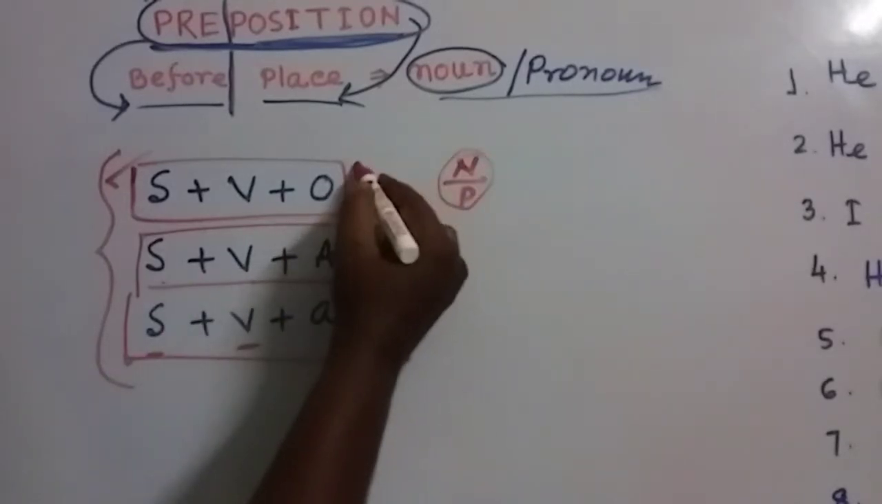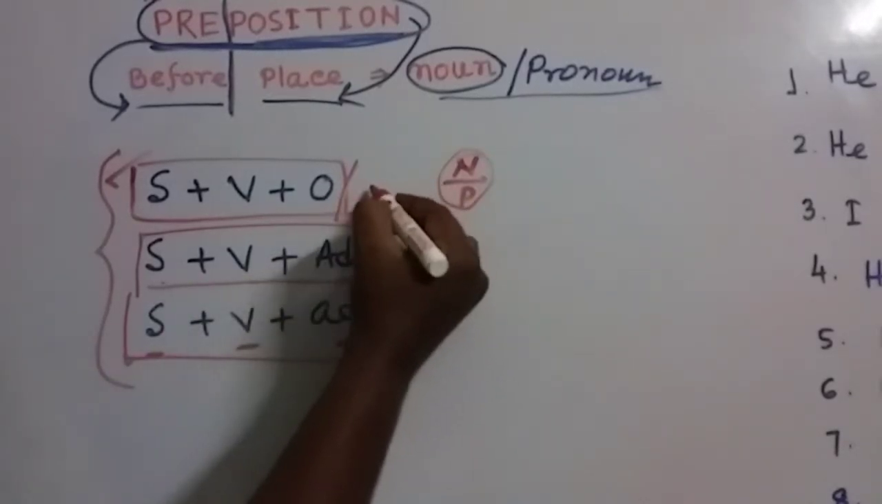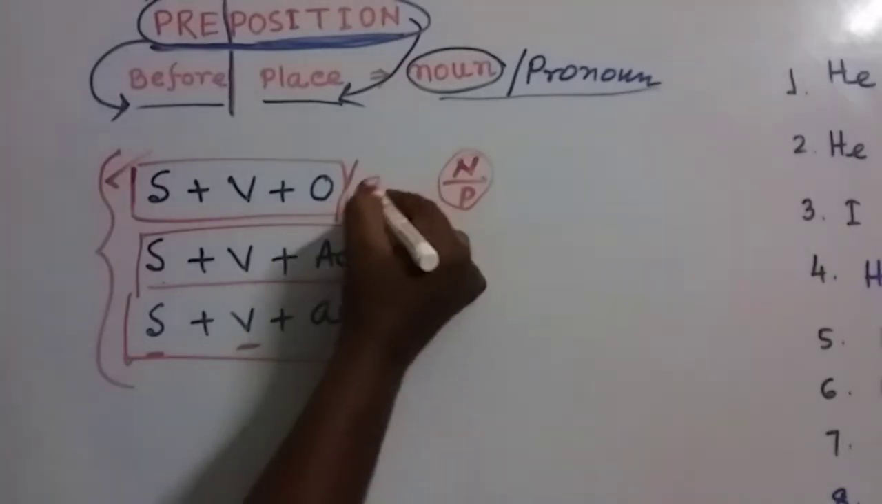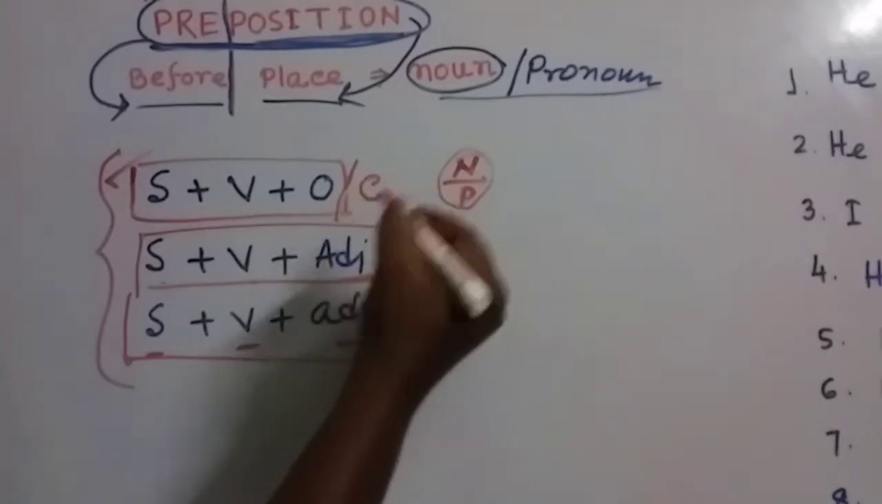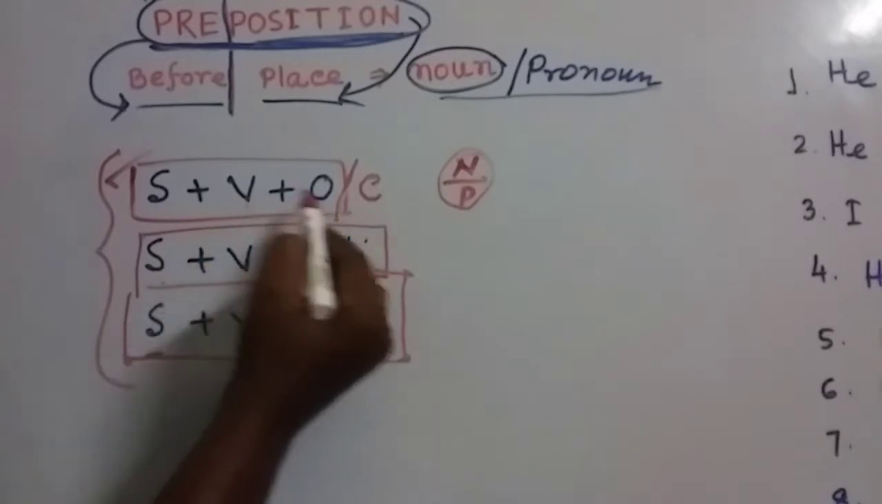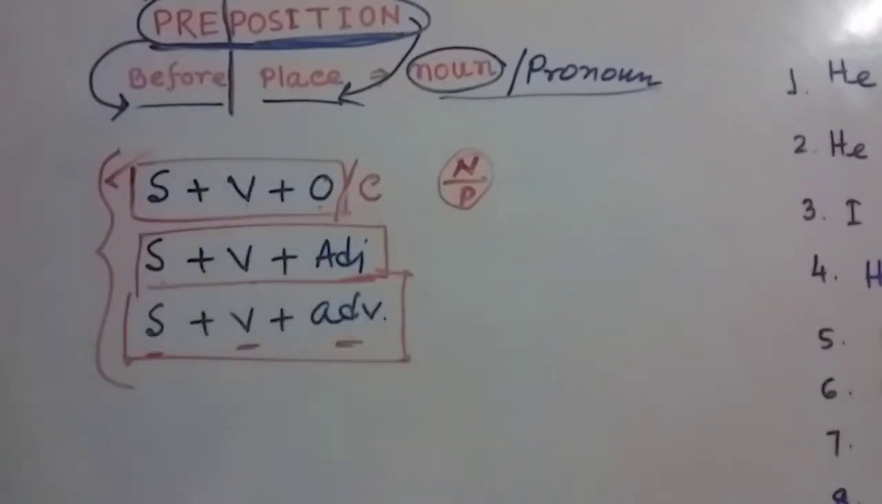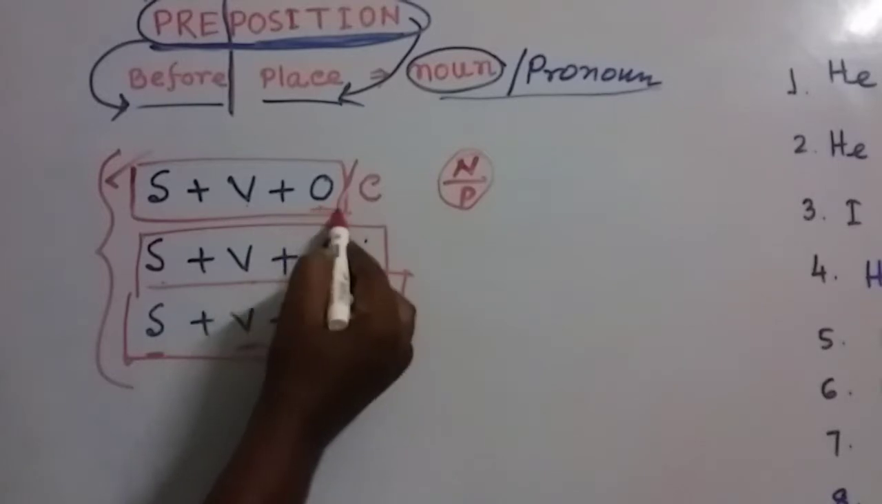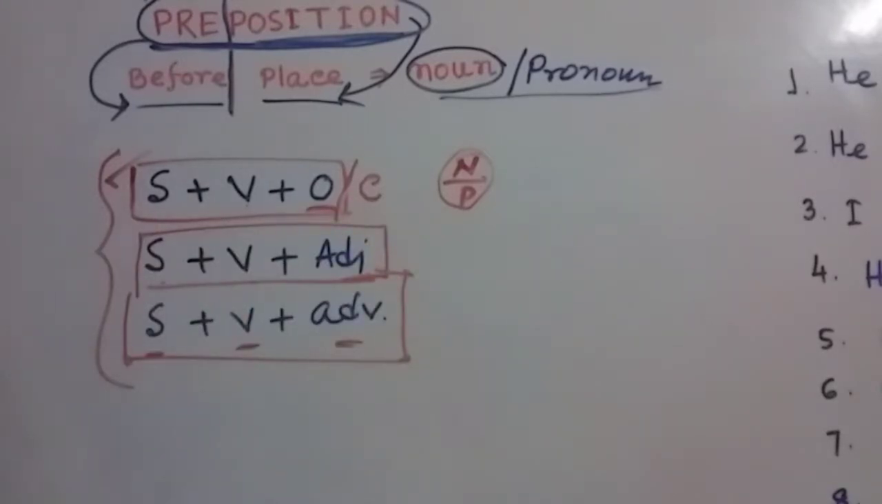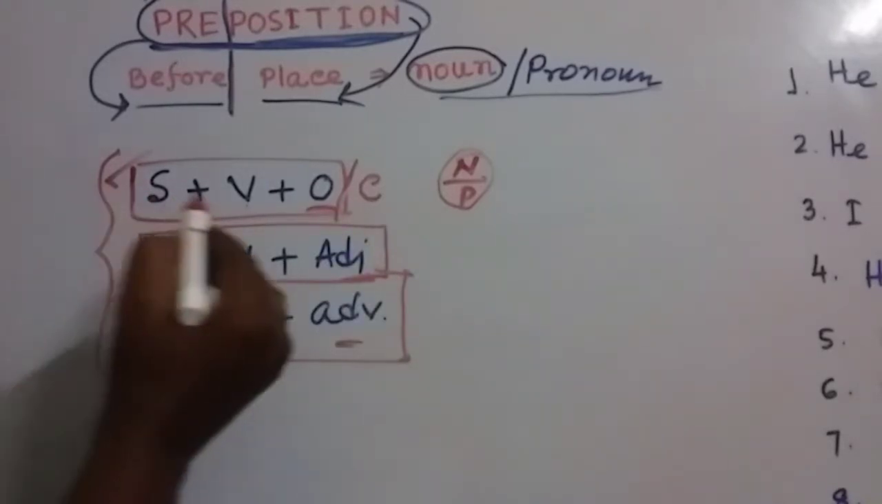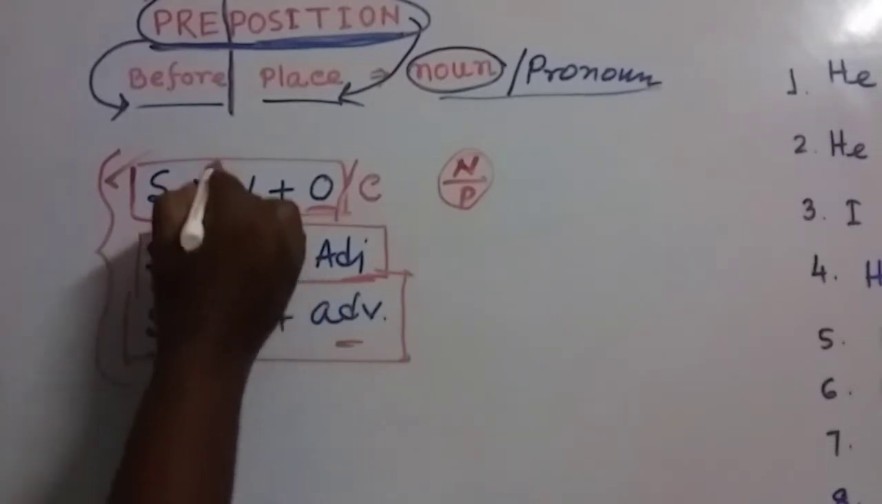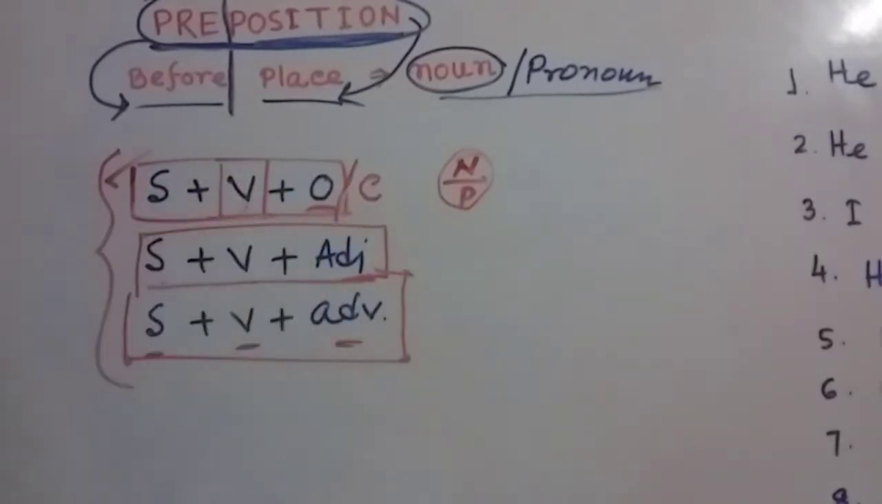And my dear friends, there may be complement. That means subject, then verb, then there is no object, only complement. Complement means the words which are used to complete the sense of the sentence. At that time we cannot get an object in this sentence. Now my dear friends, here we have to remember one thing.